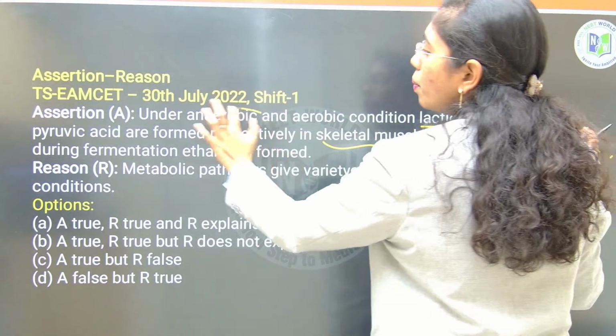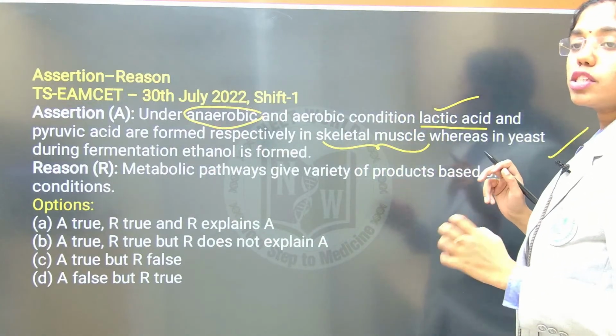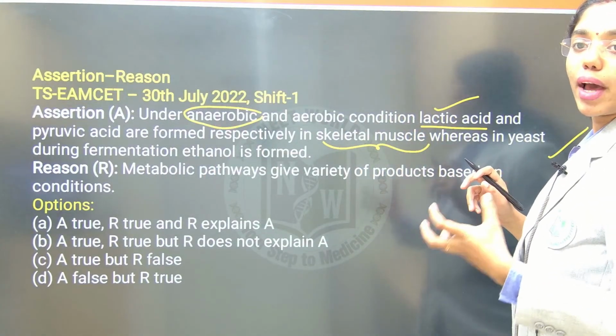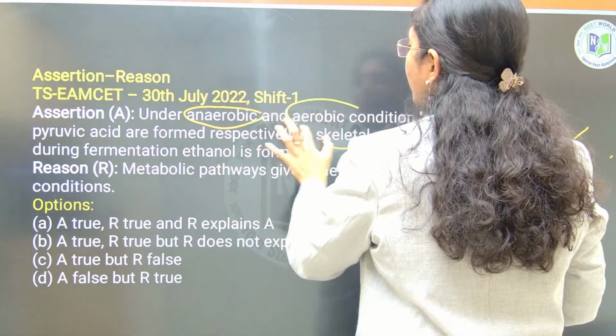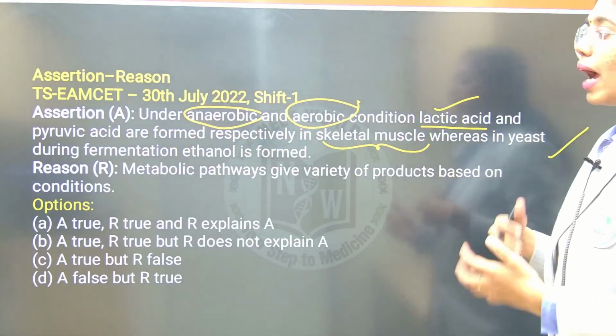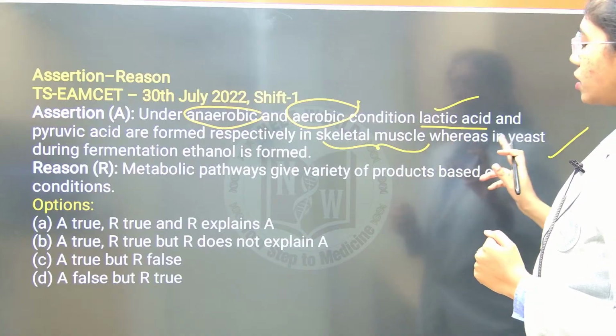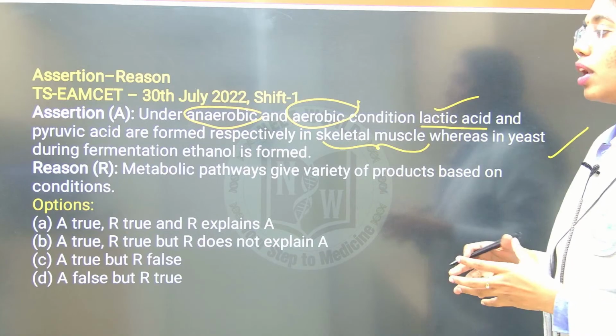Under anaerobic respiration, lactic acid is formed in the muscle cells. This is because of the immediate requirement of ATP at the time of exercise. And during aerobic conditions, pyruvic acid is formed. Fine, right? And they are formed respectively in skeletal muscles, whereas in yeast cells, after alcoholic fermentation, ethanol is formed.